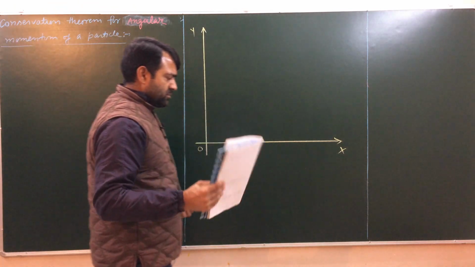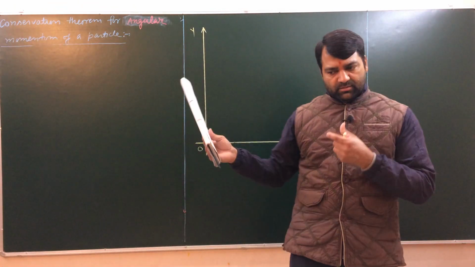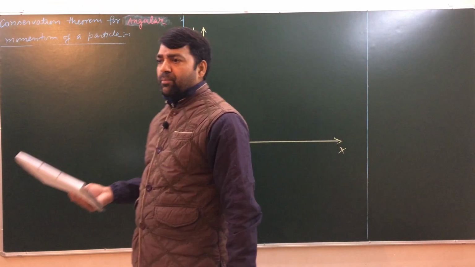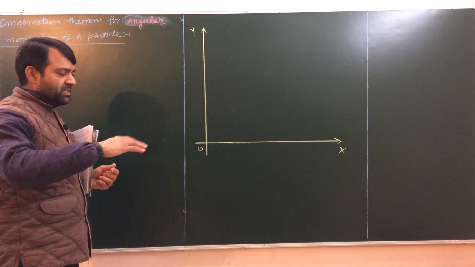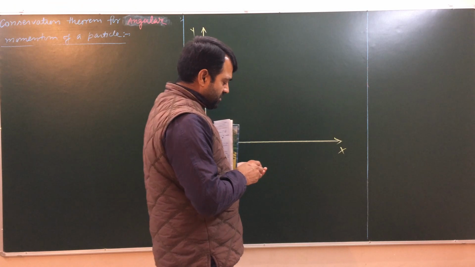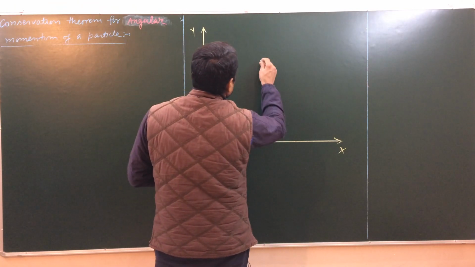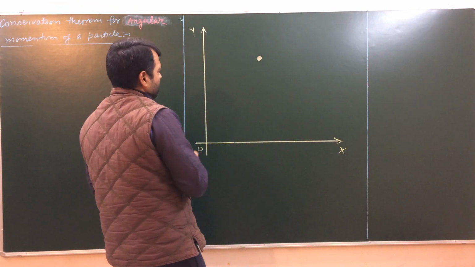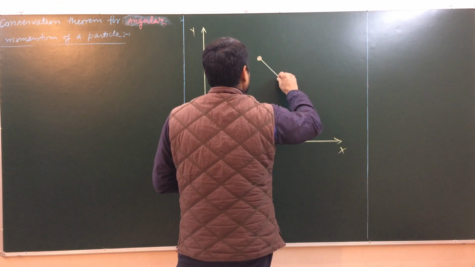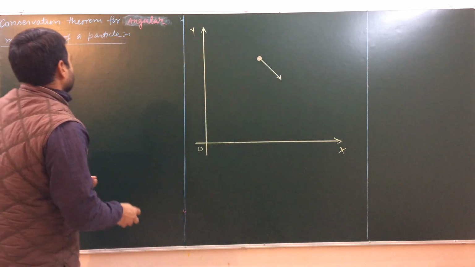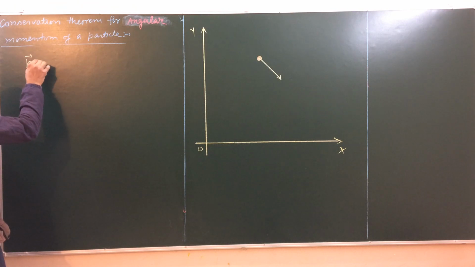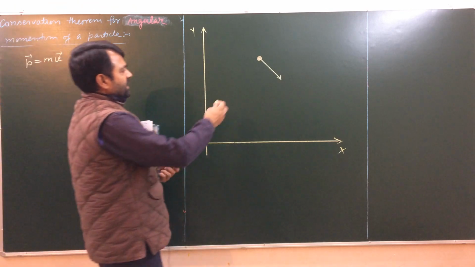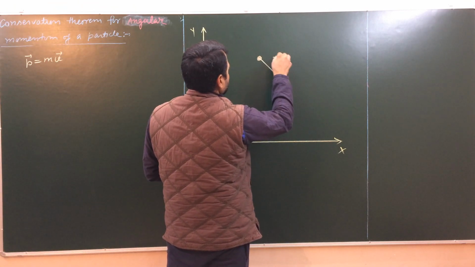Dear student, our first topic was mechanics of a particle, and this topic is also covered under mechanics of a particle. Consider a particle of mass m which is moving arbitrarily in space with some velocity v. Then its linear momentum will be p equals mv. The direction of momentum and velocity is the same, so we can say this is the direction for p.